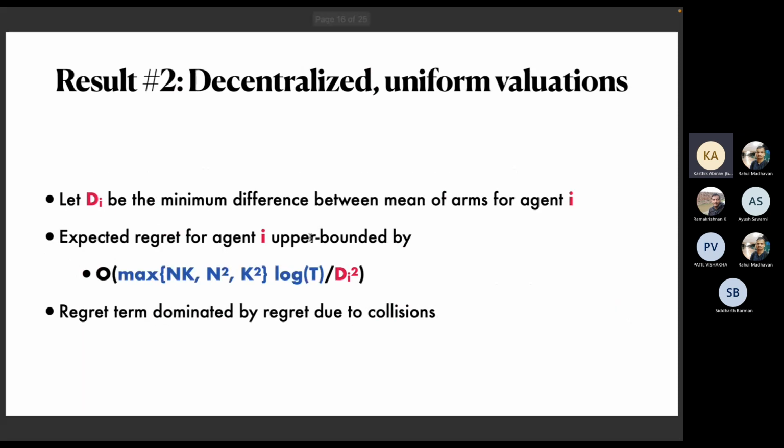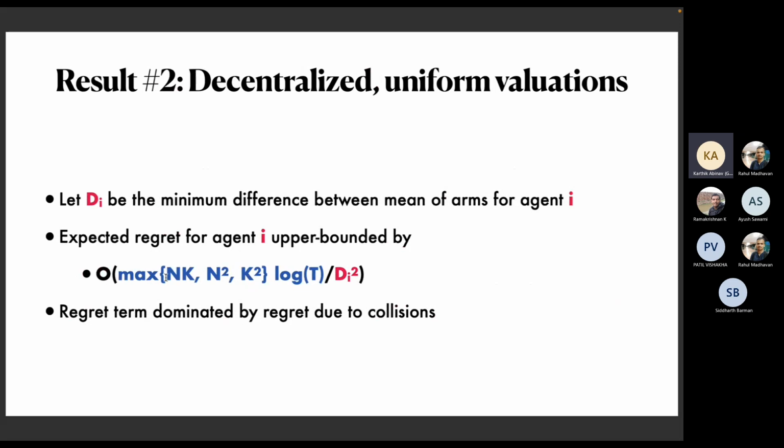And then I'll just tell the actual dependence on all quantities, right? So far I've been hiding everything. So this is where we see all the quantities. Of course, the dependence on n and k is quadratic, meaning that it's n times k, where n is the number of agents and k is the number of arms, or it's n squared or k squared, whichever is maximum. It depends on all these three things. And this kind of dependence is again natural.